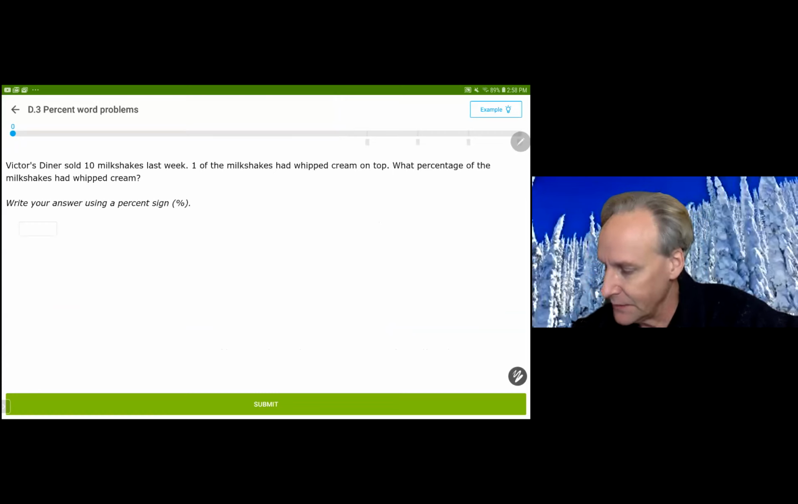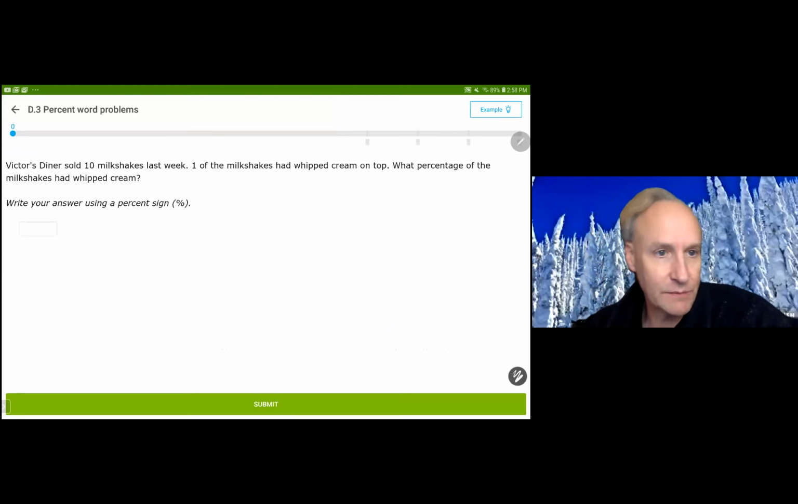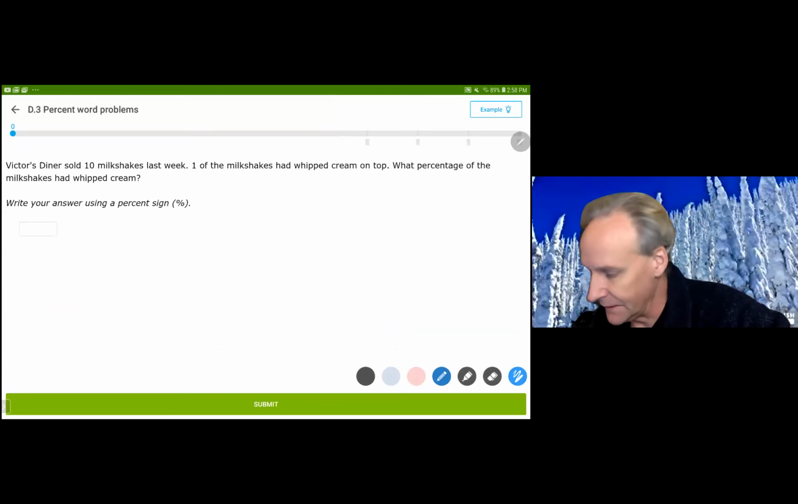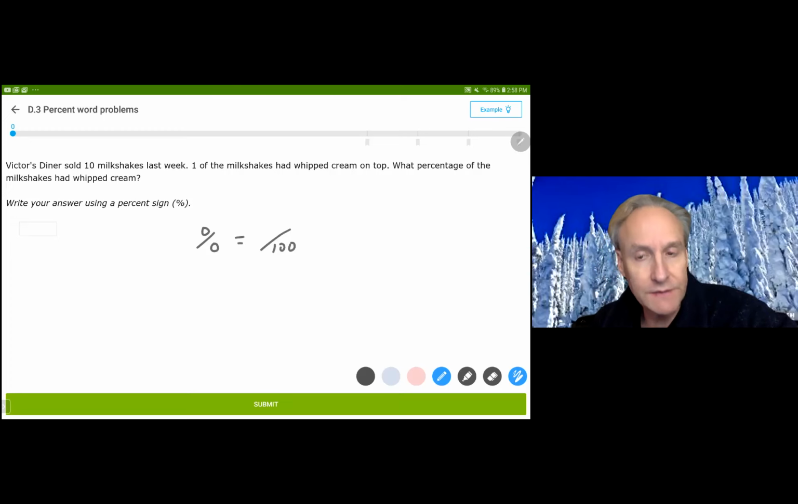Victor's Diner sold 10 milkshakes. One of them had whipped cream on top. What is the percentage? So when you're talking about percent, the big thing that you want to keep in mind is that this symbol was actually written like this originally. Percent literally means per hundred. So what they're really asking you to do is change a fraction to a hundredth.